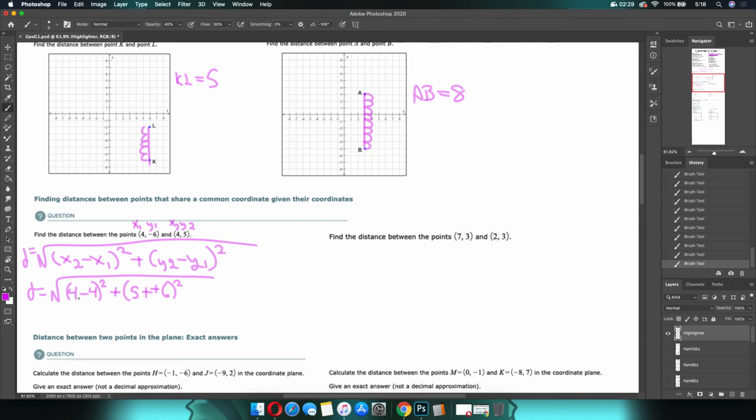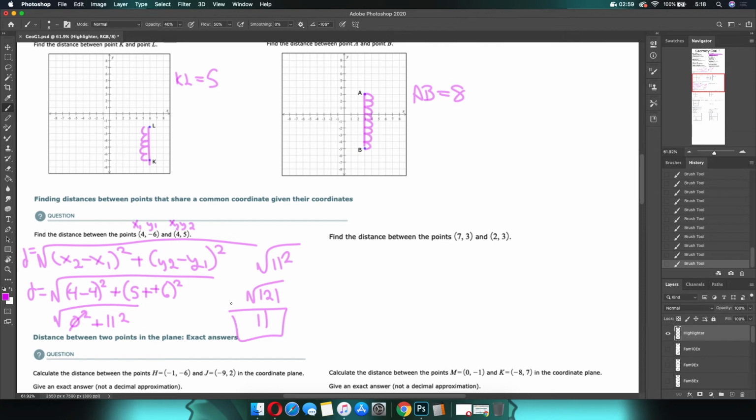4 minus 4 is 0. So that's 0 squared plus 11 squared. And if any of you guys are coming into geometry through Algebra 2, this should simplify automatically for you because you remember that squares and square roots undo each other. But if you're coming in from Algebra 1, let's double check. The 0 completely disappears. So you're left with root 11 squared, which is root 121. And what's root 121? 11.